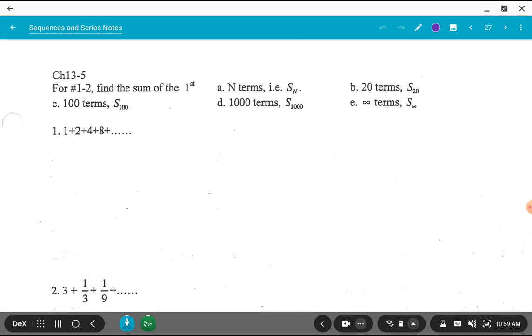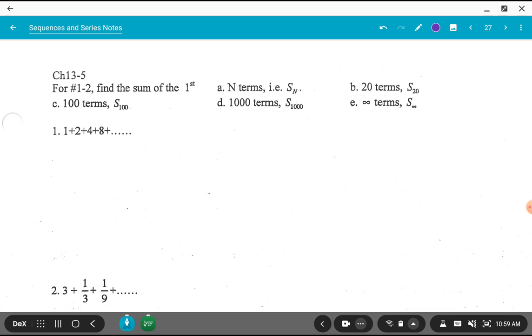In problem number 1 here, we see that we have a series saying 1 plus 2 plus 4 plus 8 and so on and so on. What we're going to do is find the sum of the first n terms, and then we will find, more specifically, the sum after 20 terms, 100 terms, 1,000 terms, all the way to infinity terms.